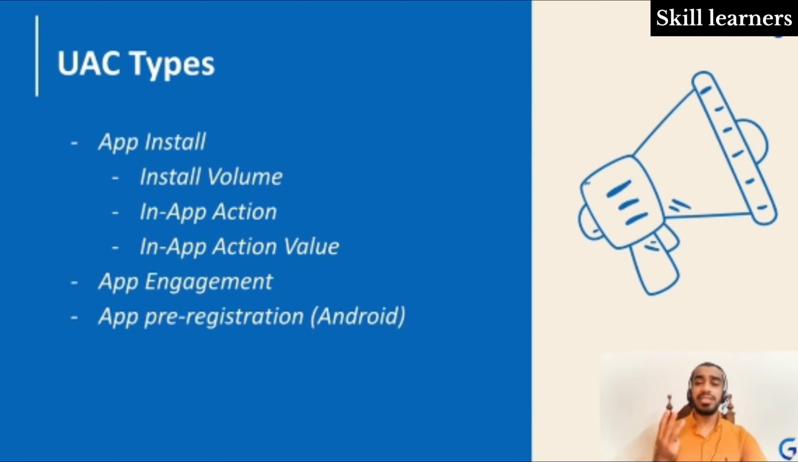The third one is app pre-registration. Again, this too will not be covered in this video because app pre-registration is something before you launch the app. So you want more people to pre-register for your app. That is why that feature or that type is available. But this is available only for Android. The others are available for both Android and iOS. So let's quickly move on and see what's next in UAC campaigns.